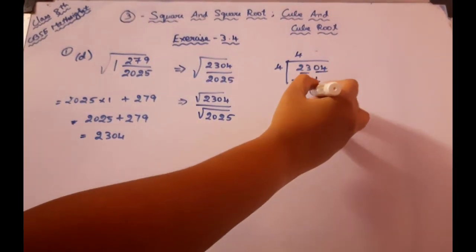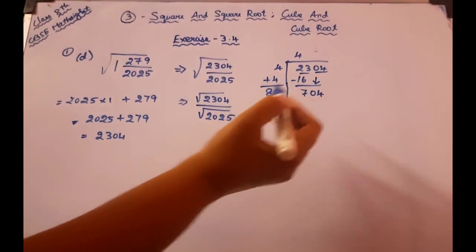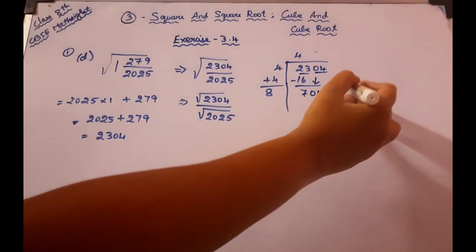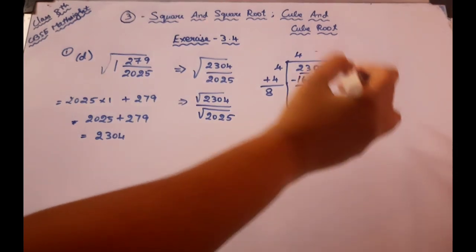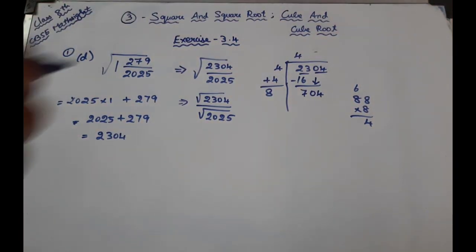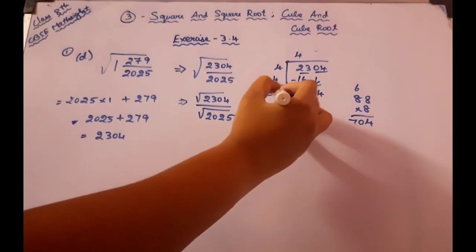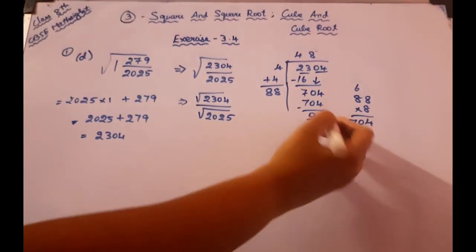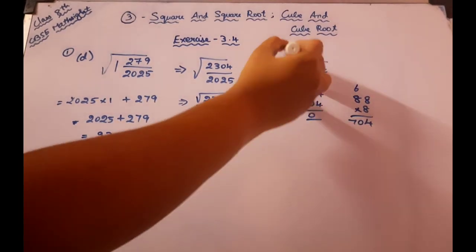Next we will take the other two terms, 0 and 4. So 4 plus 4, we will get the value 8. So we have to take the next term which is nearer to 704. So we can take 88 into 8. 8 8s are 64. Again 8 8s are 64 plus 6, 70. So we get the exact value. So 88 into 8 is 704. When we subtract, we get the remainder 0. Therefore, the square root of 2304 is 48.